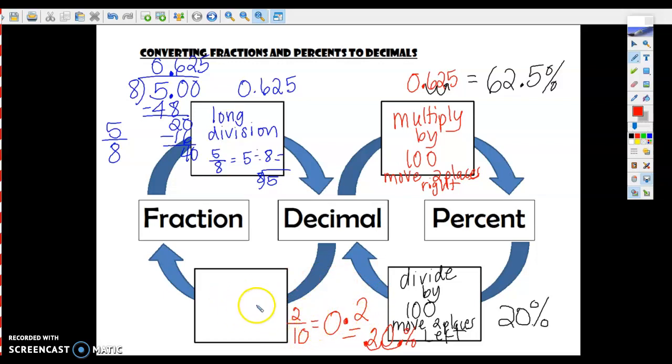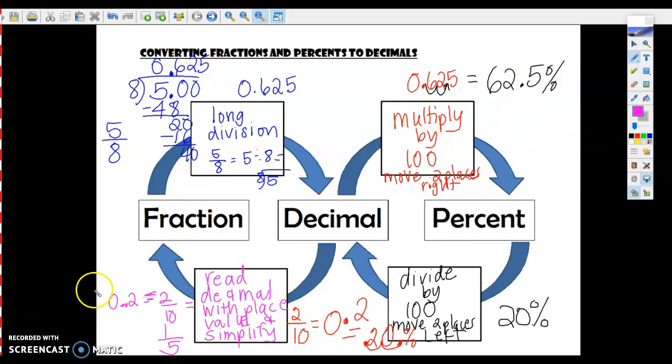So do your math and simplify, write that in the box, pause the video and check your answers. So if you wrote in your box, read the decimal with place value and then simplify. So 0.2 would be 2/10 with the place value, and then you simplify 2/10 to 1/5.